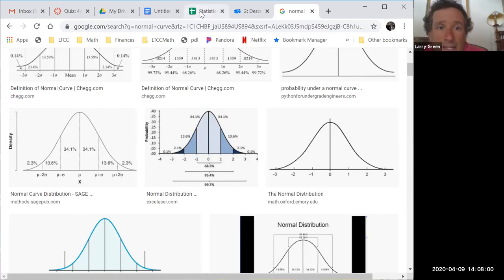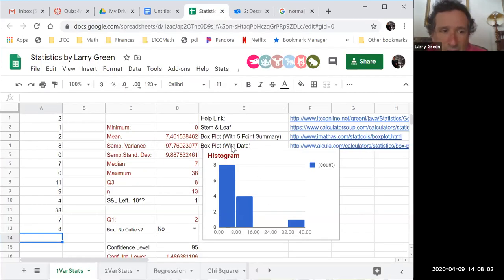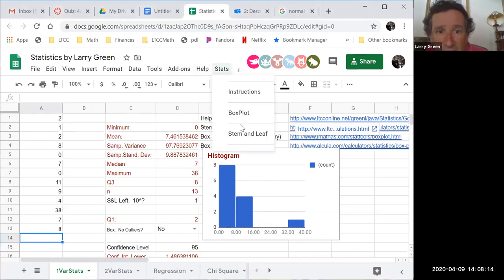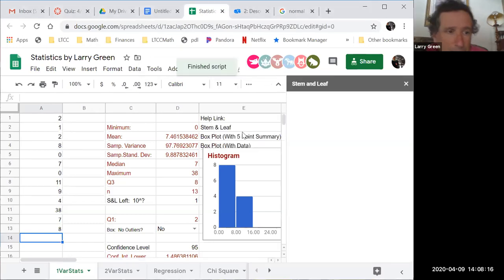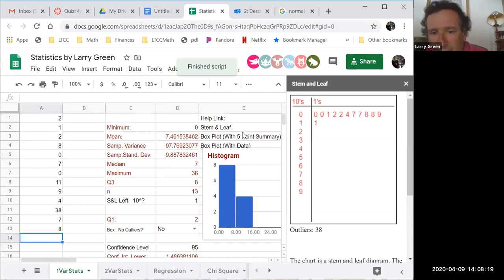Okay, so let's get back. So now we've talked about the histogram and some distributions. I want to show you some other kinds of charts. And let me start with the stem and leaf chart. So now if I go to stats and I go to stem and leaf, okay, this is an example of a stem and leaf with the outlier taken out. Sometimes it'll do that.